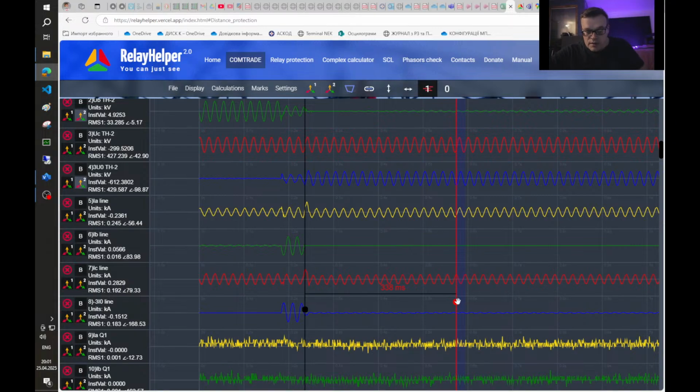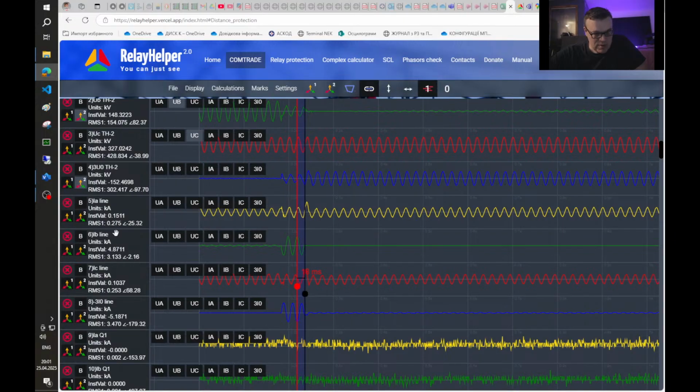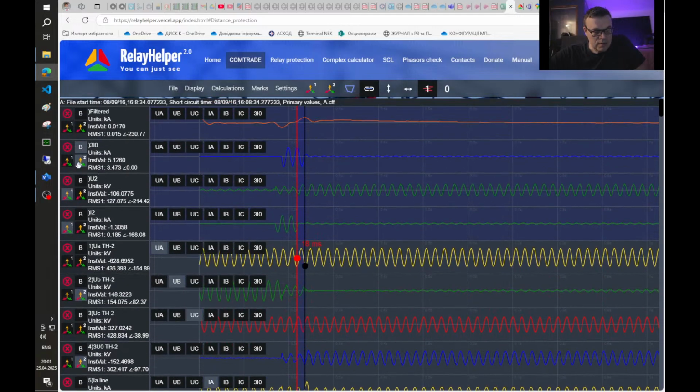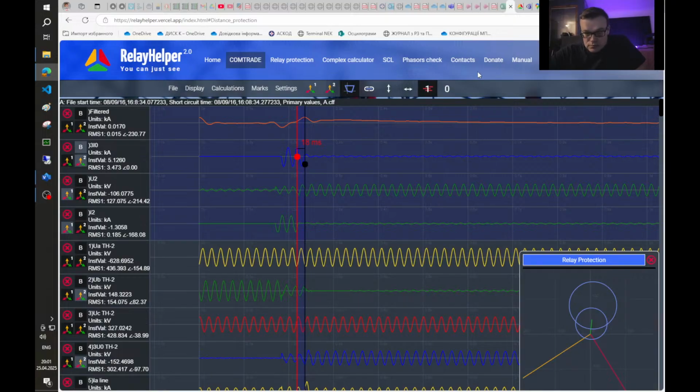So now we need to link signals to line EA, AB, EC, and where the zero sequence current is calculated. So this is before they went.